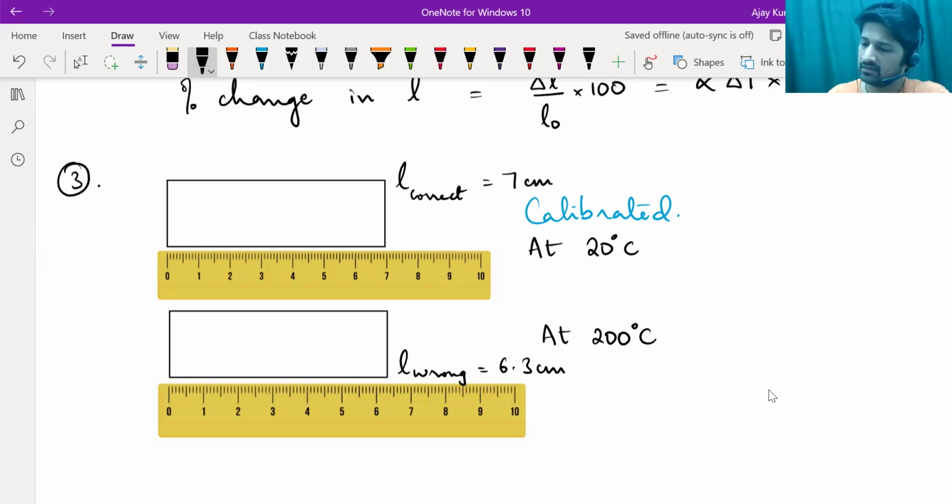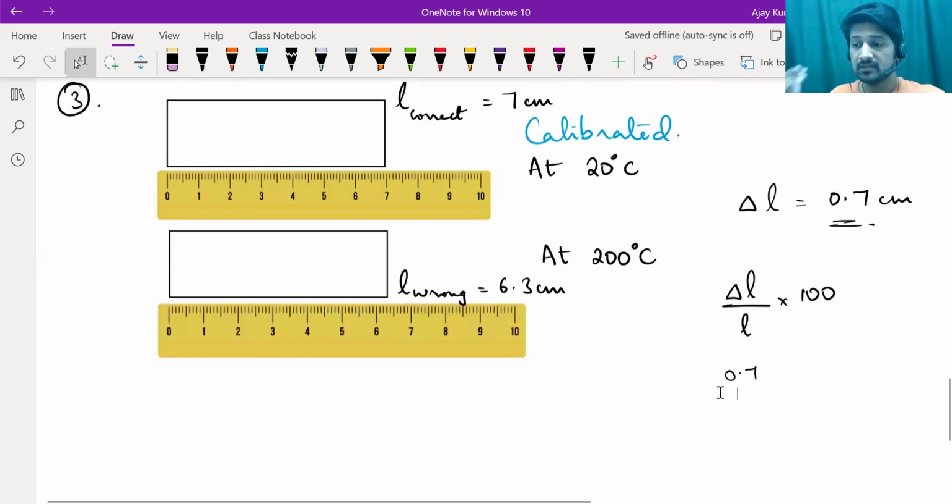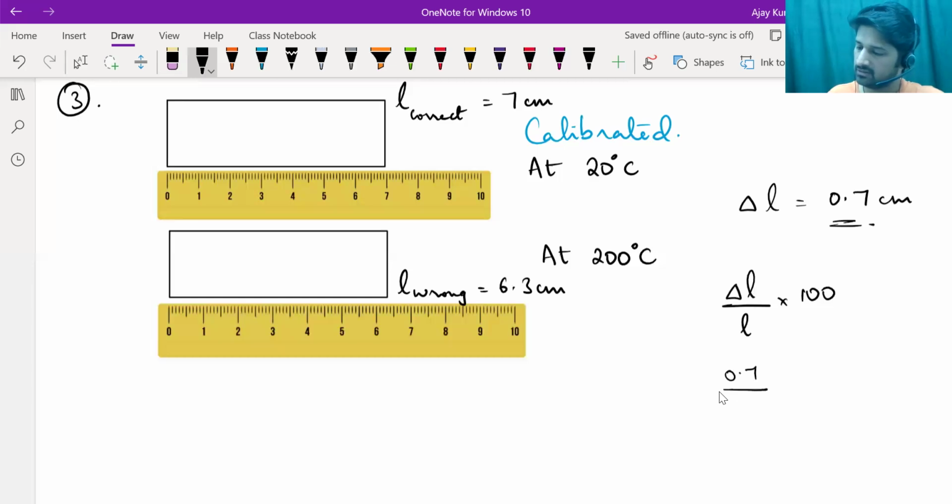Basically, how much is the error here? Actual reading is 7, indicated reading is 6.3. So the error is 0.7 centimeters. It is wrong by that much. Or you can say percentage error also. Delta L by L into 100. Delta L is 0.7. See, this is not expansion. I'm not talking about thermal expansion here. I'm talking about the variation in the reading shown by the instrument. So the variation in length shown by the instrument is 0.7. Correct length is 7, into 100. That becomes 10% error.